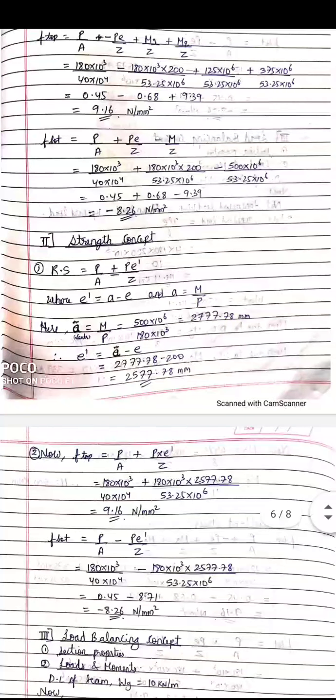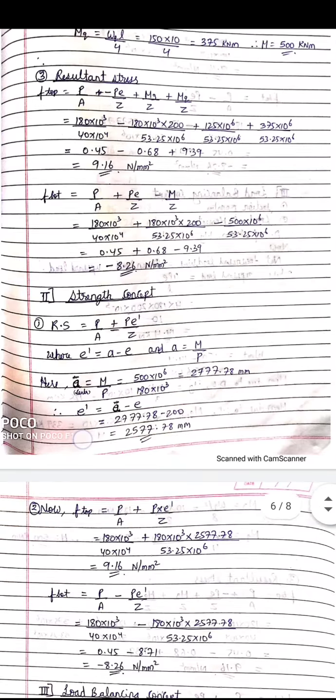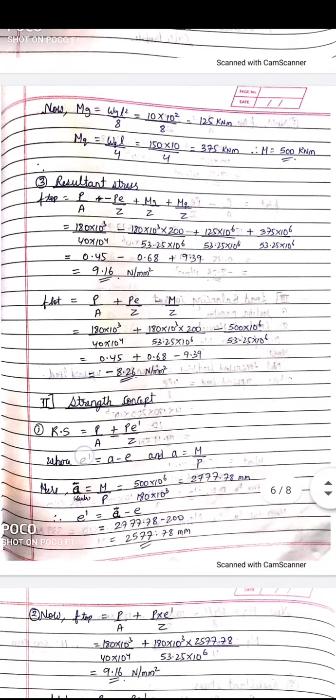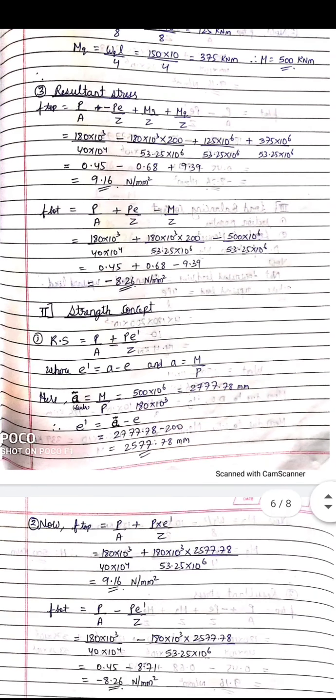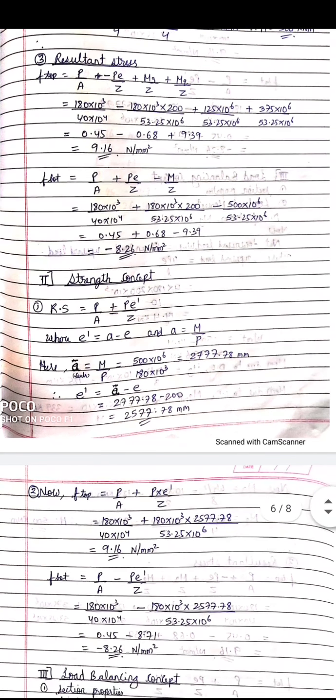that is M by P. M is given by 500 into 10 raised to 6, your moment, that is the total moment, that is mg plus mq, and P is 180. So you got the value of A. Now to find out, E dash is given by A minus E. So E is given in the question as 200. So you got the value of E dash.